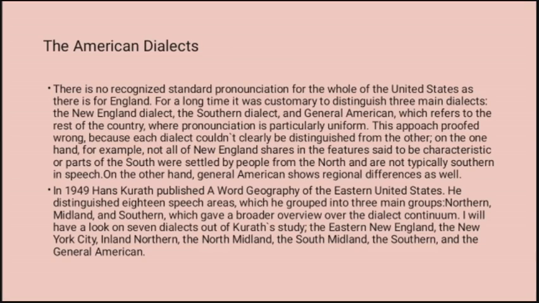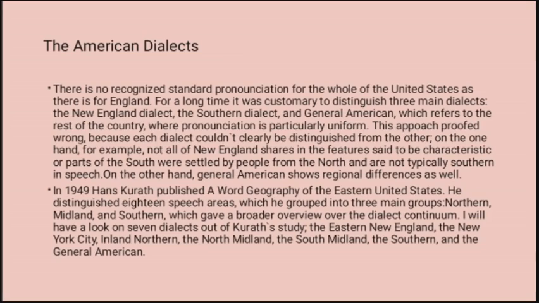This approach proved wrong because each dialect could not clearly be distinguished from the other. On the one hand, for example, not all of New England shares in the features said to be characteristic of it, and parts of the South were settled by people from the North and are not typically Southern in speech. On the other hand, General American shows regional differences as well.